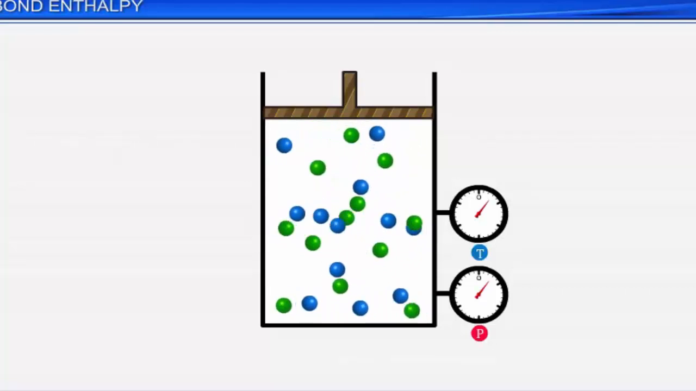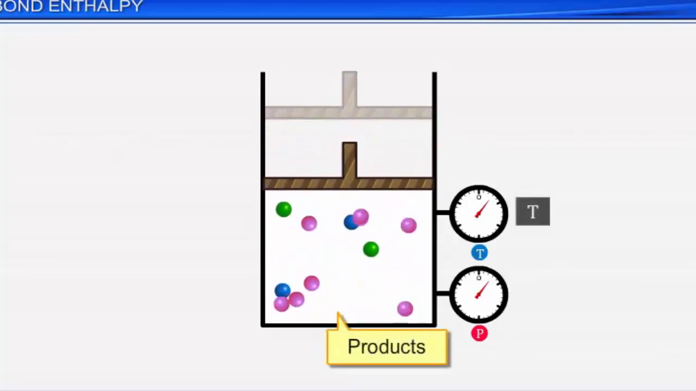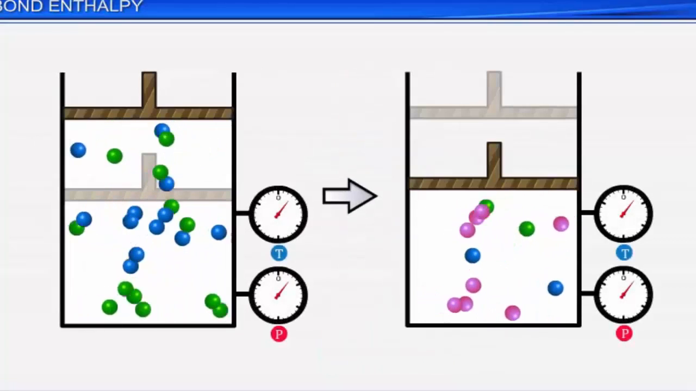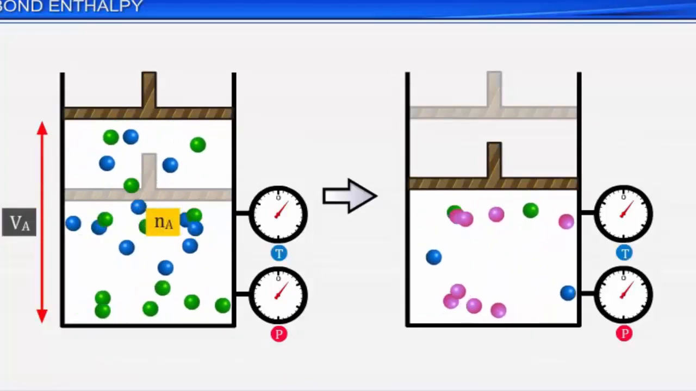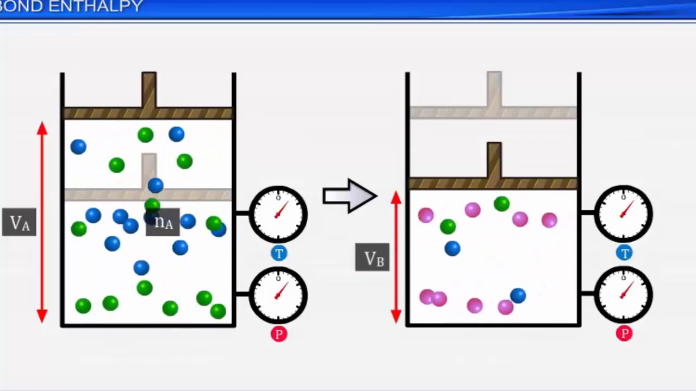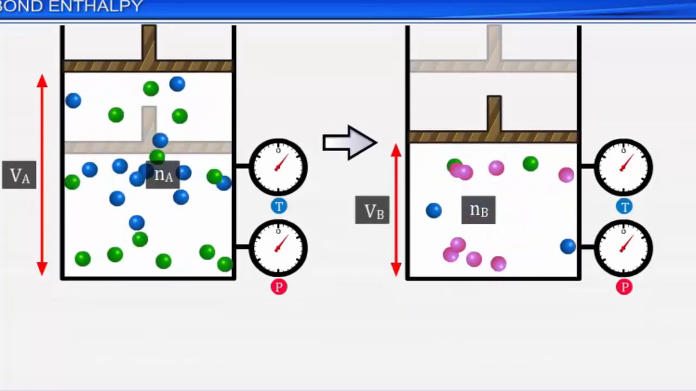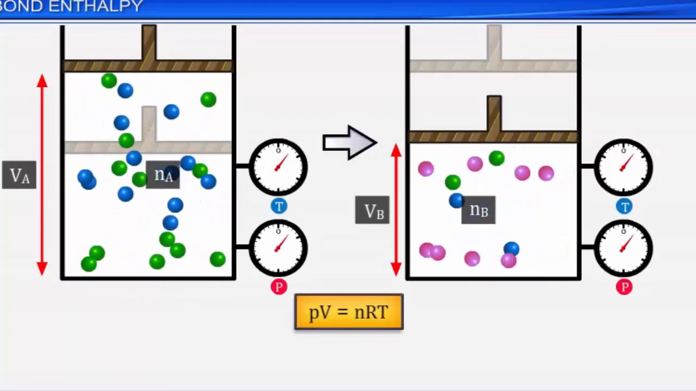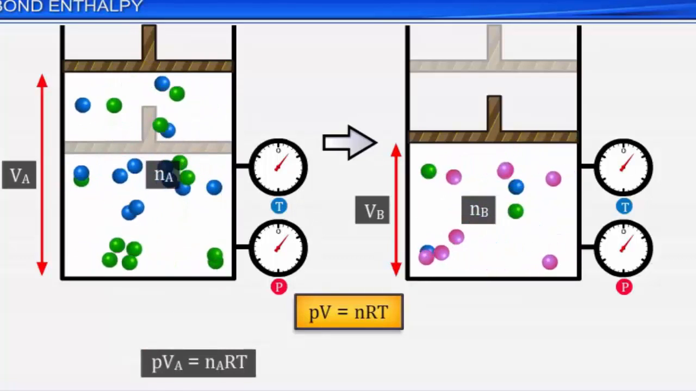Let's consider a chemical reaction occurring at constant temperature, T, and constant pressure, P. Now, let's say that the volume of the reactants is VA and the number of moles in the reactants is nA. Similarly, the volume of the products is VB and the number of moles in the products is nB. We know that according to the ideal gas equation, PV equals nRT. Thus, for the reactants, PVA equals nART, and for the products, PVB equals nBRT.